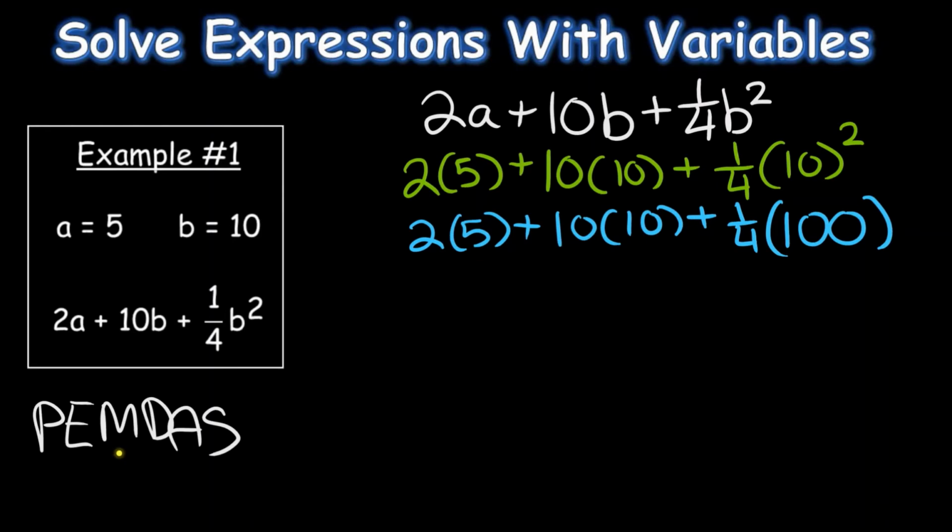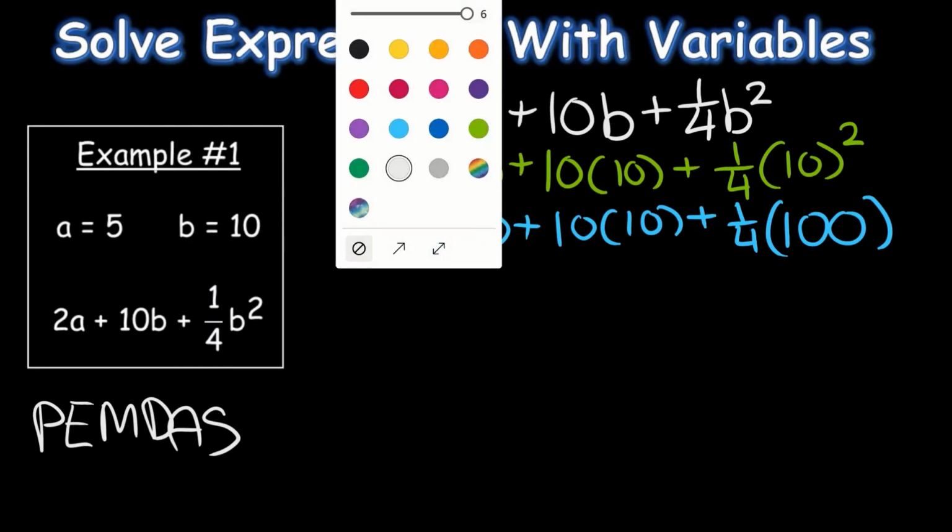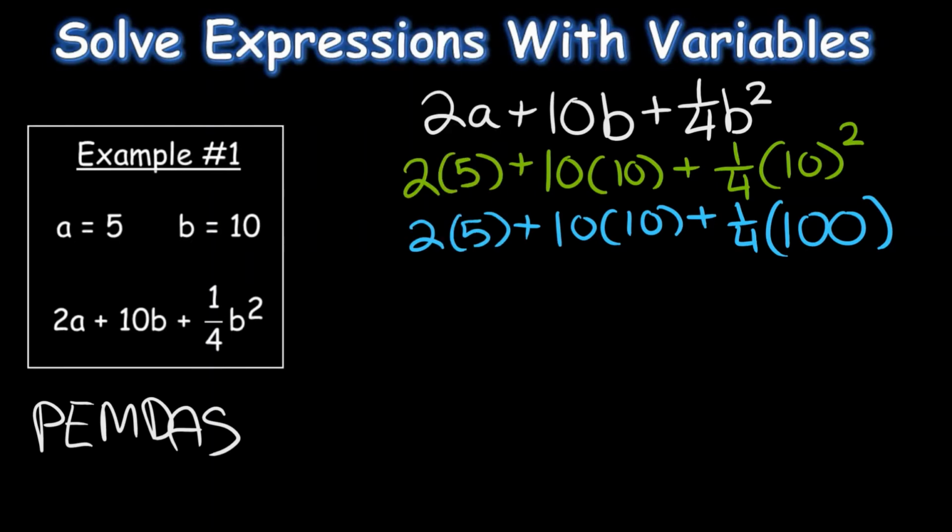And when we have multiple of an operation, whether that is addition or subtraction or division, you'll always start with the leftmost side of the equation and you work your way right. So always start from left to right. So in this instance, we're going to start with 2 times 5, which is 10. And then we have 10 times 10, which is 100. And then we have 1/4 times 100, which is 25.